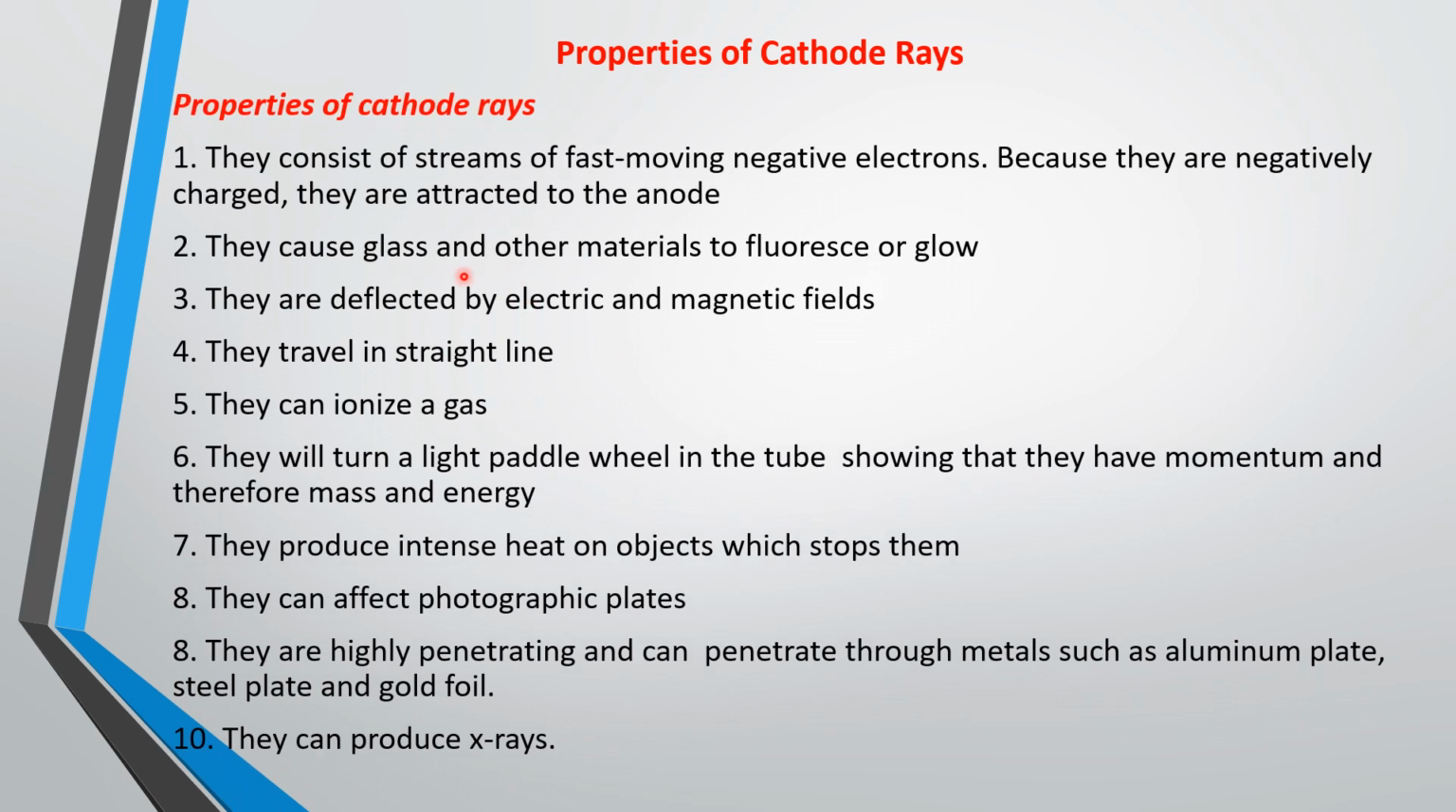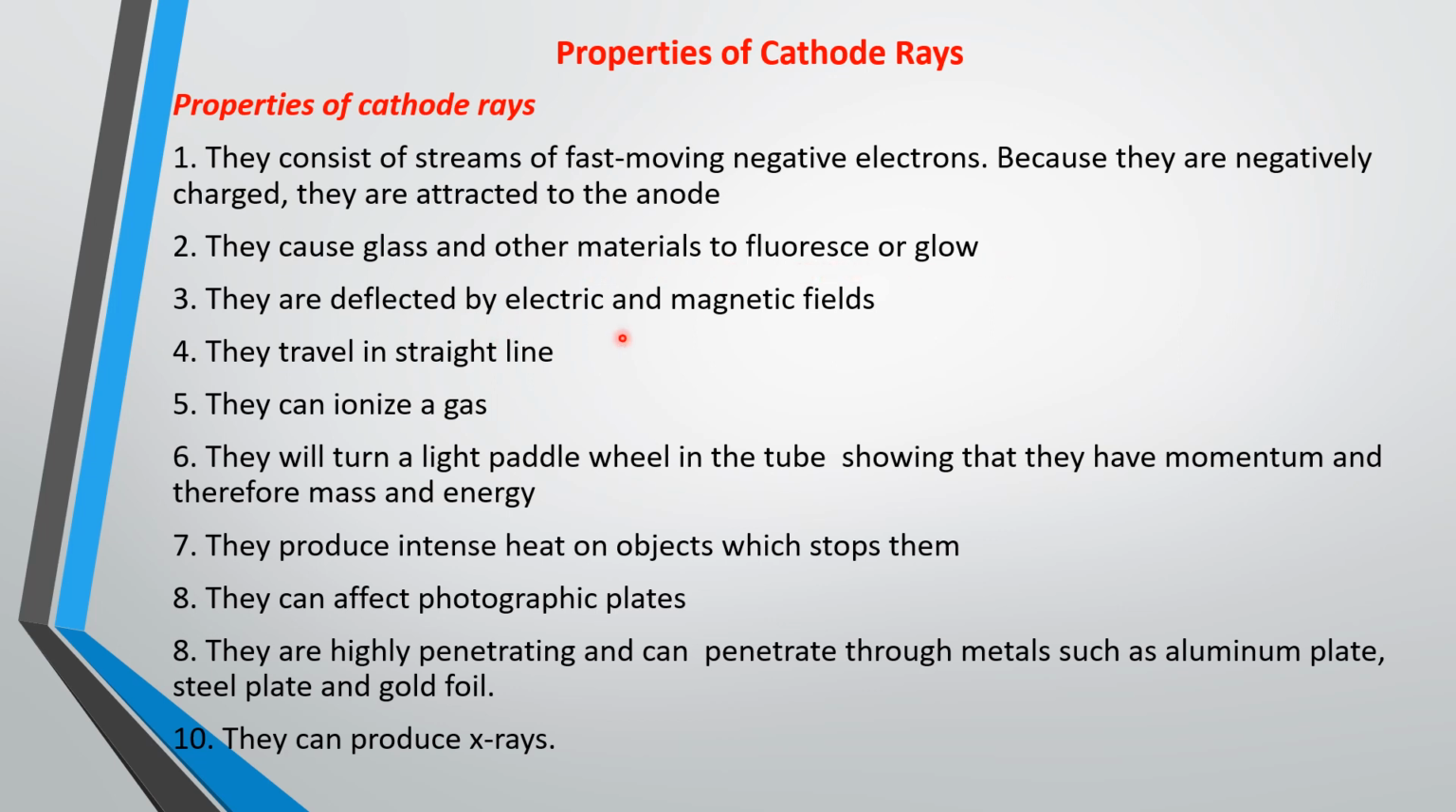Properties of cathode rays. 1. They consist of streams of fast-moving negative electrons. Because they are negatively charged, they are attracted to the anode, that we have just discussed now. They cause glass and other materials to fluoresce or glow. That is, your fluorescent tube is an example of a gas discharge tube.